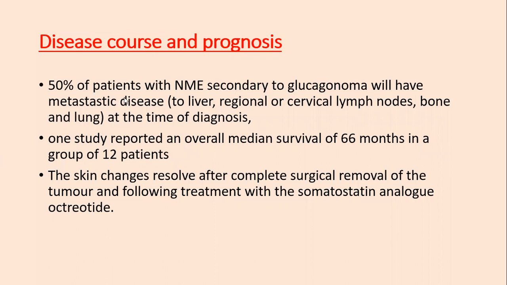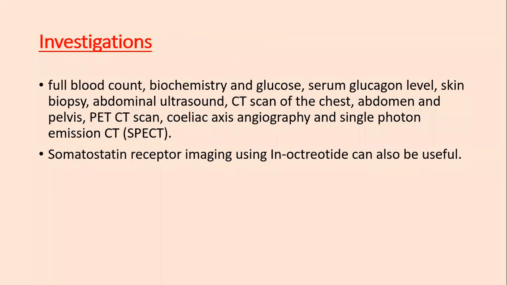Coming back to necrolytic migratory erythema, 50% of patients are secondary to glucagonoma and have metastatic disease to liver, renal, and cervical lymph nodes at the time of diagnosis. Median survival of such cases is low, 66 months in one group. Skin changes resolve completely after removal of the tumor. So investigation also depends upon investigating this pancreatic tumor.